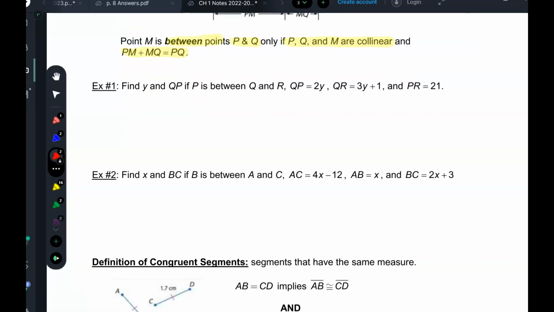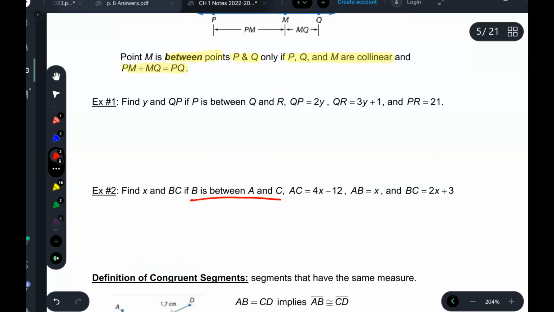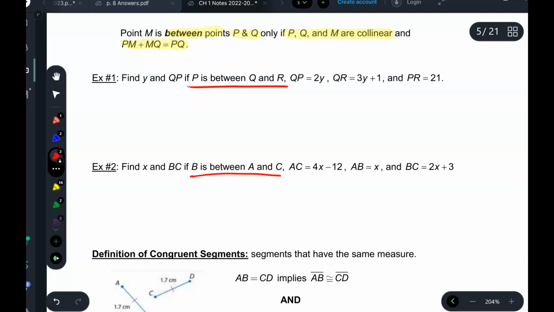Let's find y. So we're going to do a little math now, after yesterday with a lot of definitions. We want to find y and QP. Notice there's nothing above the B and the C. That means the measure of that segment. If B is between A and C, let's first look at this. Oops, sorry, I meant this one. P is between Q and R.